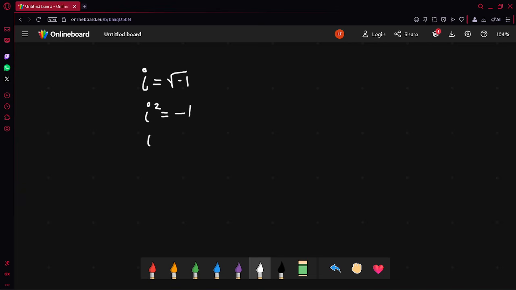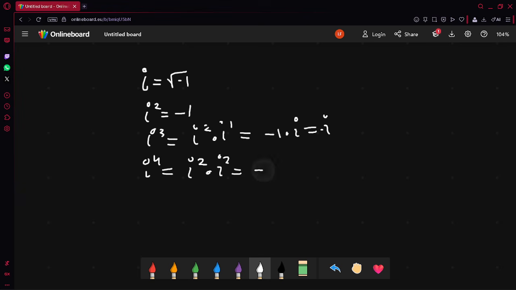What is i cubed? i cubed is i squared times i, which is negative 1 times i. And that's negative i. And what is i to the power of 4? This is i squared times i squared. And this is negative 1 times negative 1, which is still positive 1.